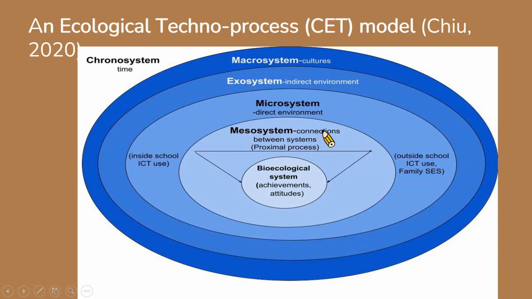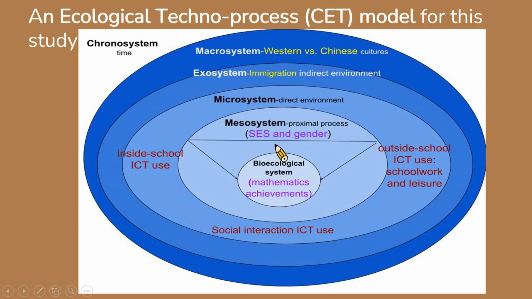All of these microsystems can directly influence the bioecological system. Most of the time it can be achievement and attitude. In this study, the CET model for the macro system includes Western versus Chinese cultures. Exosystem focuses on immigration. It is an indirect environment. Microsystem is a direct environment. In this study it is inside school ICT use and outside school ICT use for schoolwork or leisure purpose. There are also social interaction ICT use. For the bioecological system is math achievement, the outcome.